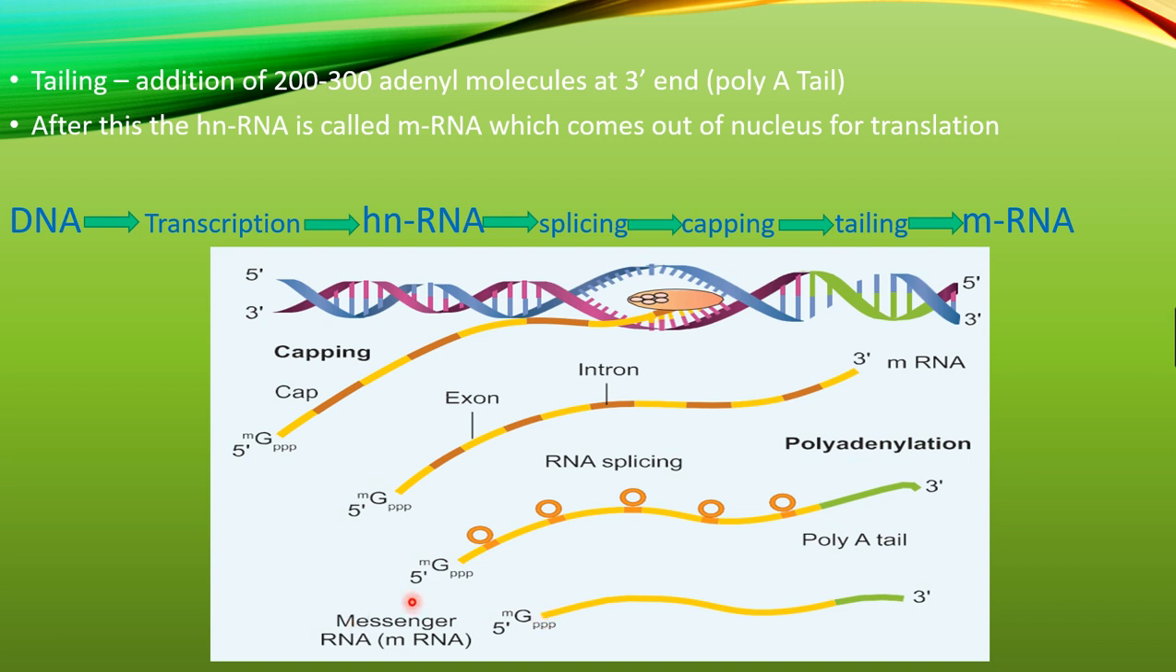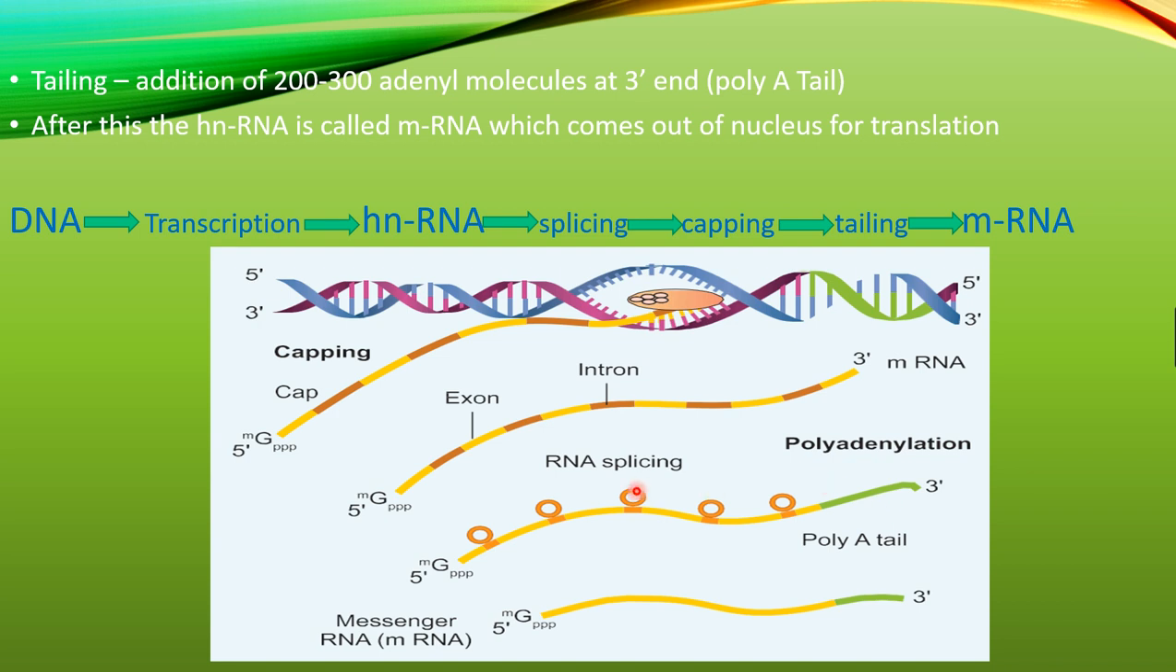The 5' end of the mRNA gets methyl guanosine triphosphate attached as a cap. Then tailing: addition of 200 to 300 adenyl molecules at the 3' end. That's why it is called the poly A tail.